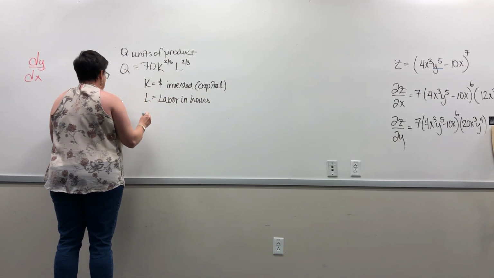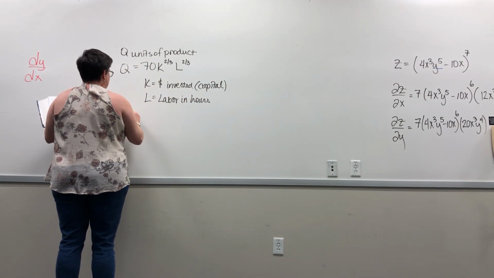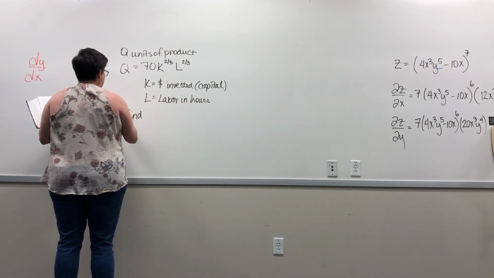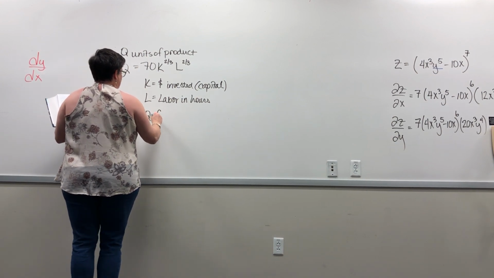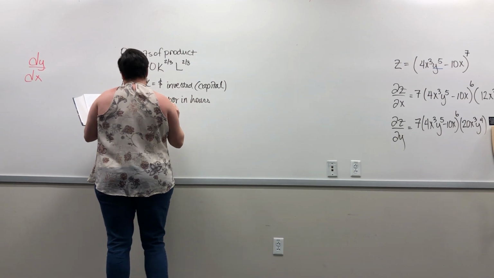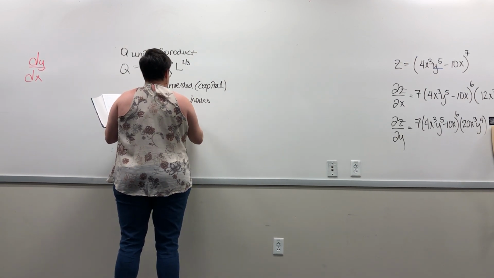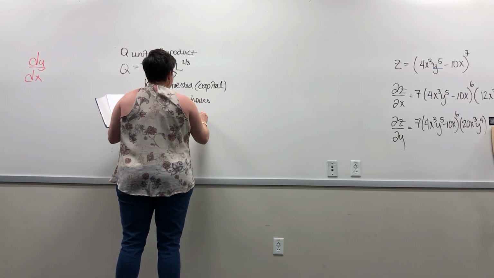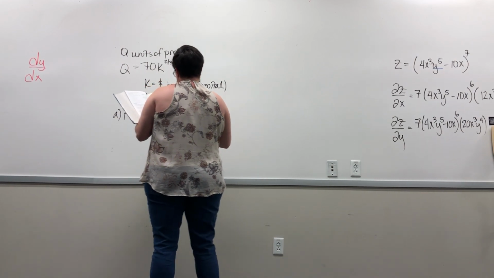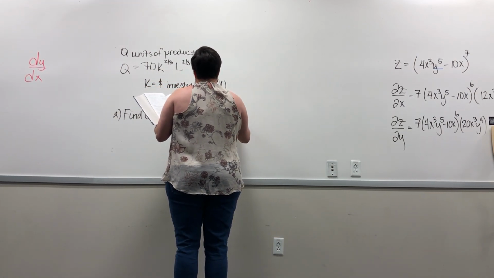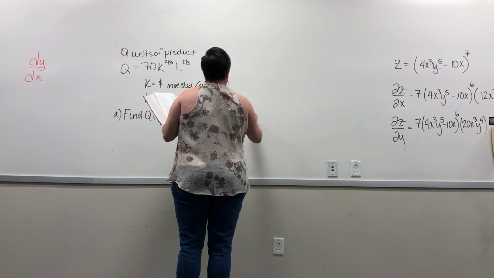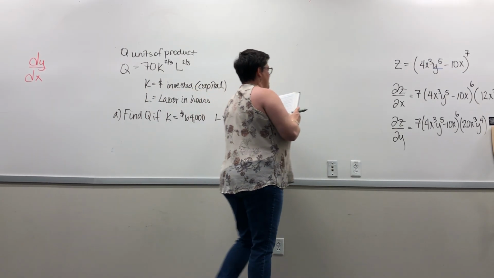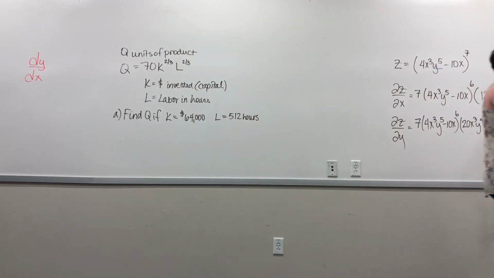This is part A. Find Q if K equals $64,000 and L equals 512 hours. That's part A. What comes after part A? Part B.